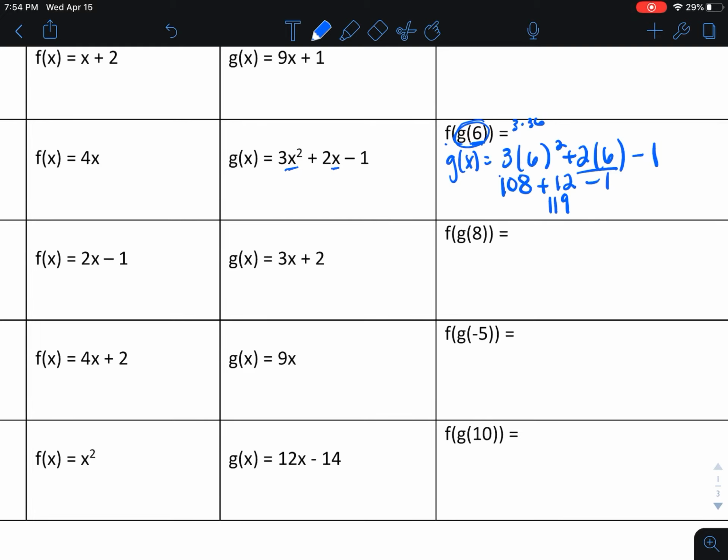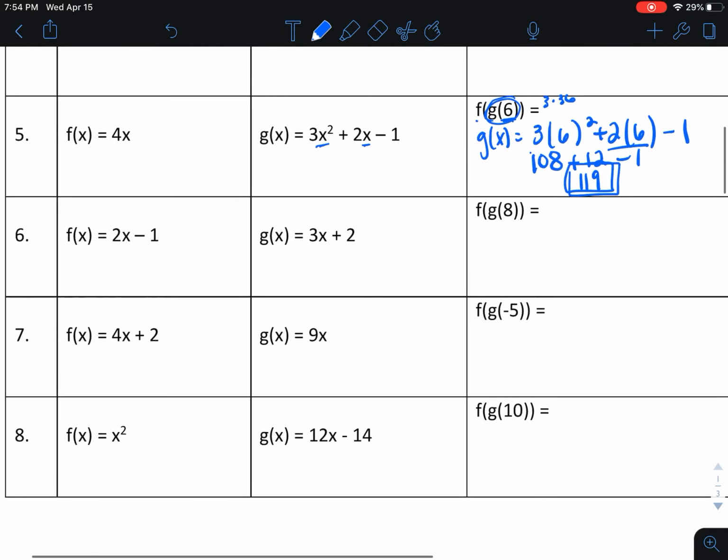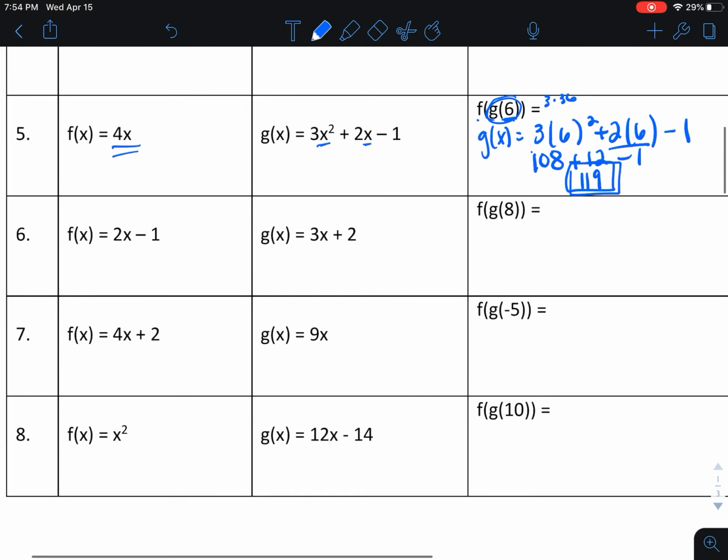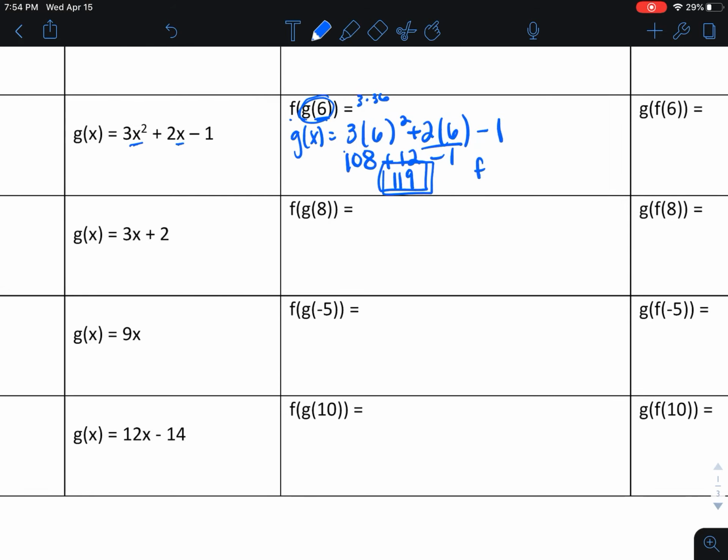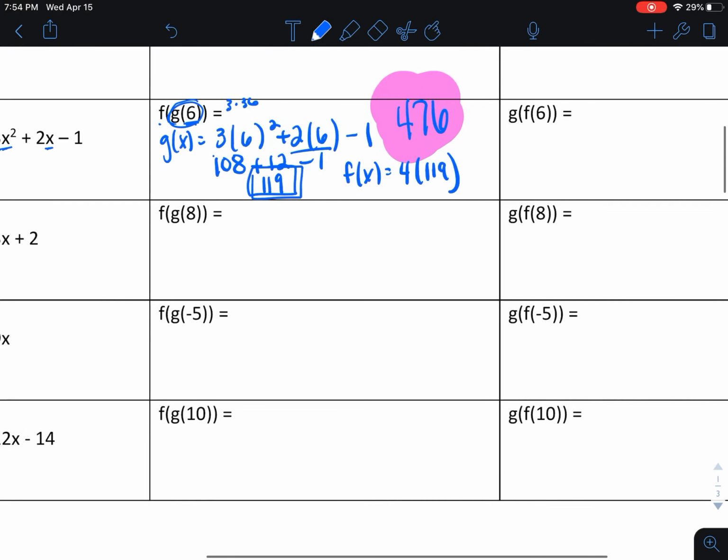Now we have to take this solution, 119, and plug that into the f function. My f function is 4 times x. So we have f of x equals 4 times 119. And when I do that on my calculator, I end up with 476 as a solution. Again, all this is plug and chug. You just have to make sure you go in the correct order. That's it.